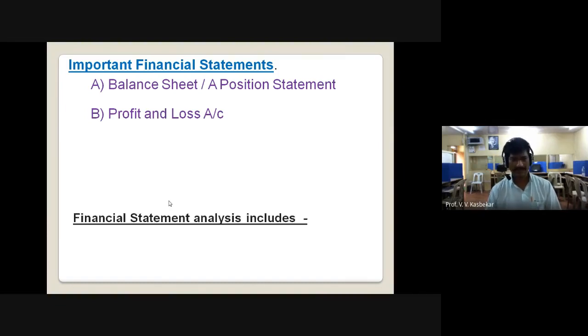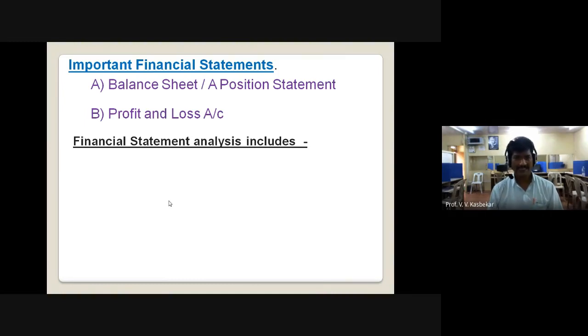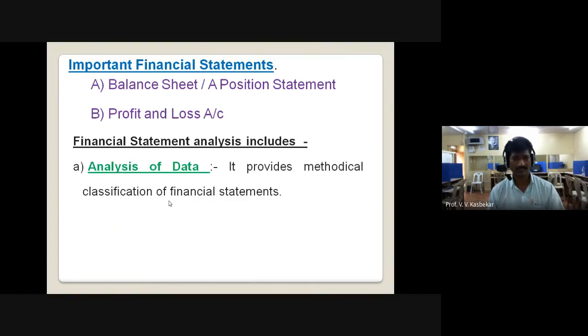So let us see why these statements are prepared, or what financial statement analysis includes. Importance of analysis of data. What is analysis of data, or why is the data analyzed? It provides a methodical classification of financial statements. While analyzing all these financial statements, it gives us proper, important information about the financial data.